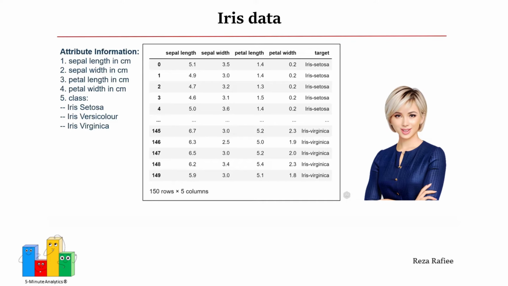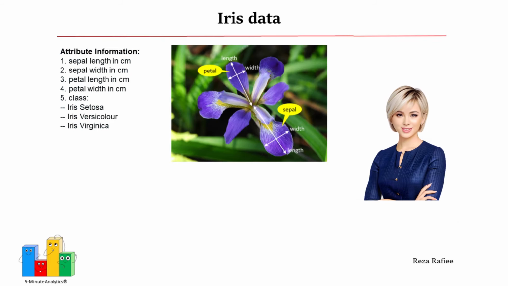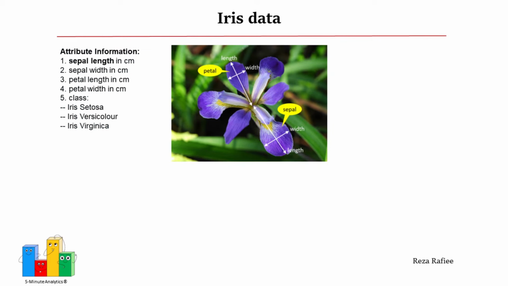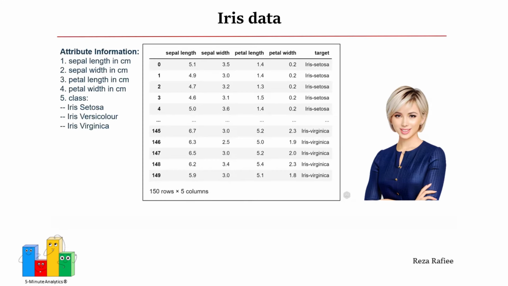These features are numerical and represent different parts of the iris flowers. The four features in centimeters are sepal length, sepal width, petal length, petal width. The samples in the IRIS dataset are individual data points, each representing a single iris flower. There are a total of 150 samples in the dataset. Each sample corresponds to a unique iris flower.